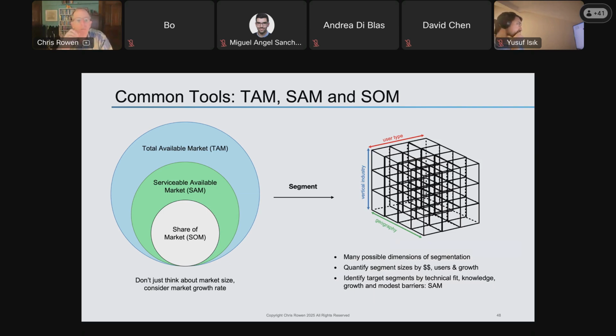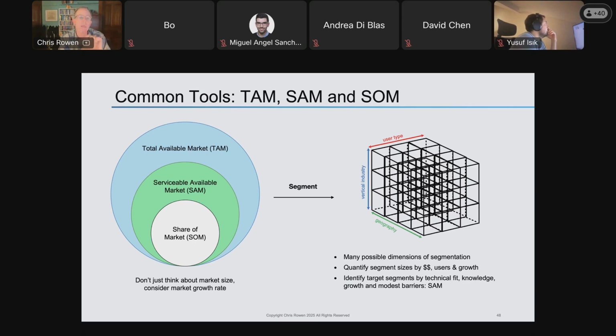Another common tool is the notion of TAM, SAM, and SOM. TAM, total available market. What is the total sum of people who could use your product or who are in a space that you think about targeting? And then you think about serviceable available market, because your product, particularly in the early days, doesn't do everything that's required or wanted in that market. It's just the fraction that your product is fit for today. And sometimes, especially for a startup, it may be a tiny fraction of the total.